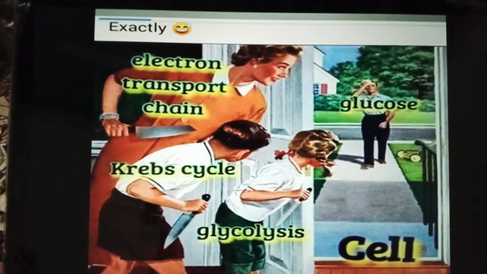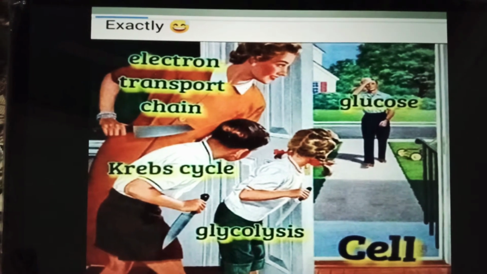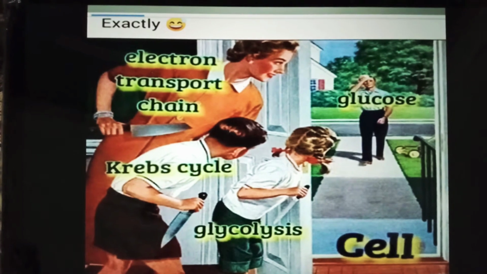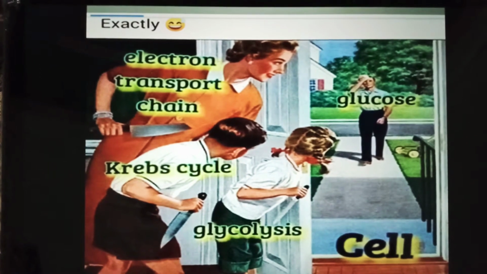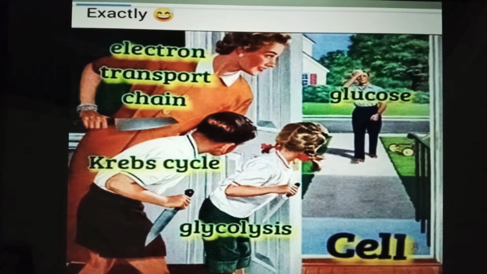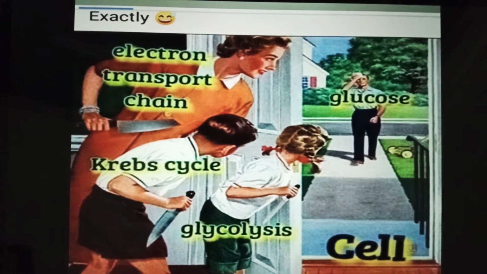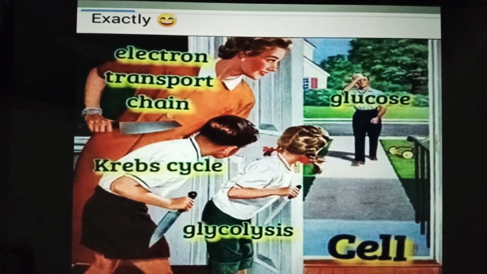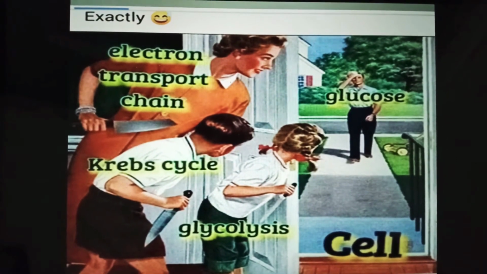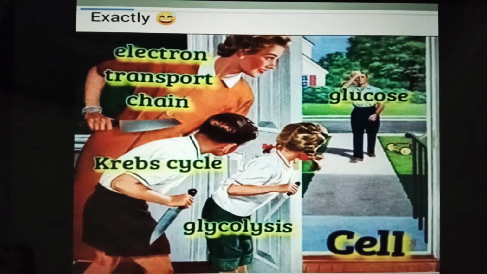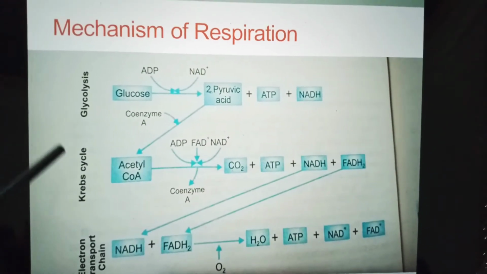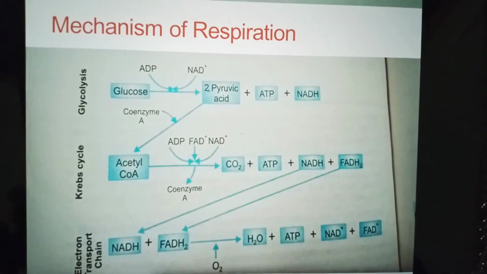Mechanism of respiration is exactly similar to this picture. Glucose is coming inside the cell, and glycolysis, Krebs cycle and electron transport chain are waiting to kill glucose. So there would be 3 steps: glycolysis, Krebs cycle and electron transport chain. Glucose will be broken down and energy is released. So here is the mechanism of respiration. The first step is glycolysis, the second is Krebs cycle, and the third is electron transport chain.